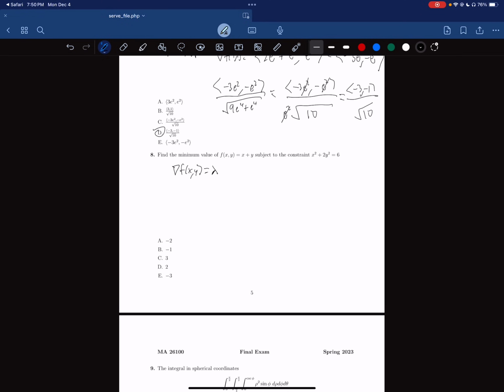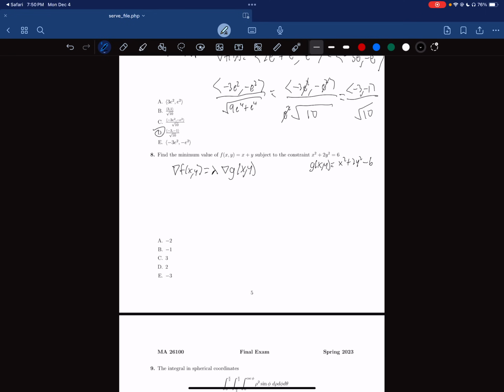I can't draw the lambda. Well, we will do. Okay. Lambda times grad g of x, y. And our g here is just going to be g of x, y, which can just be x squared plus 2y squared minus 6. That just makes it the easiest here, and that's what you can always do.